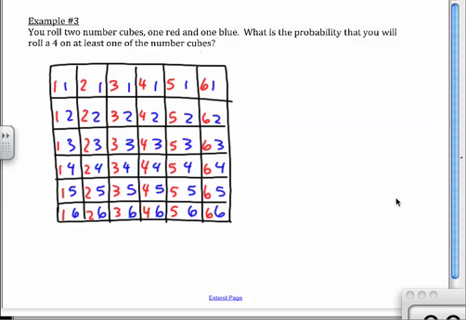Okay, guys, for example number 3, it says you rolled 2 number cubes, all right? One red and one blue. It says what's the probability that you will roll a 4 on at least one of the number cubes? Now, I want you to think for just a moment, just before we get started, okay?